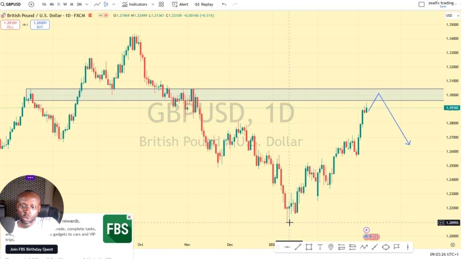If you can see the structure of the British pound USD on the weekly chart, we expect price to do a retest of this zone because we have an uptrend structure already, but we still expect price to do a retest of this zone before we see any further move for the Great British pound USD.